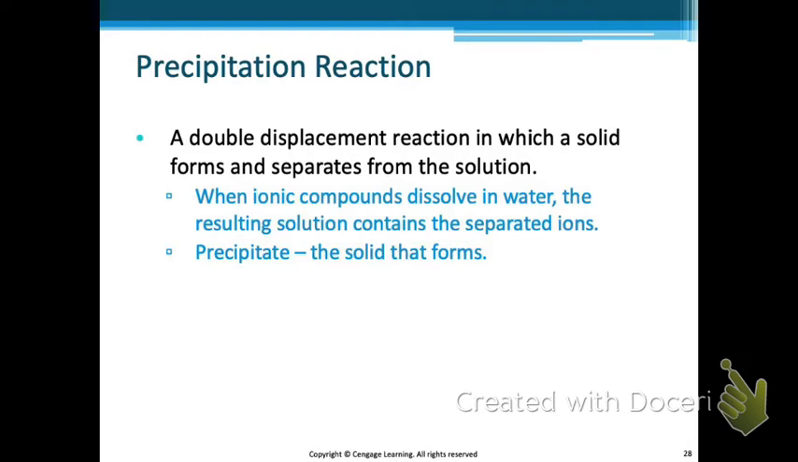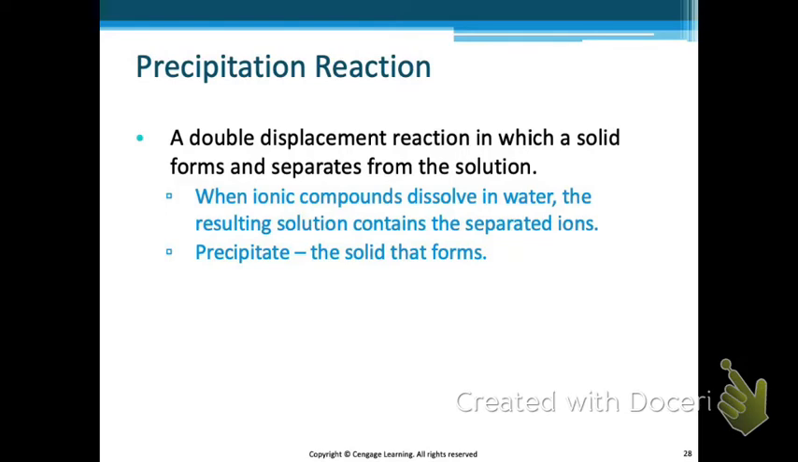Okay, so ionic compounds, most ionic compounds are soluble. What do I mean when I say soluble? We need to be clear about that vocabulary first. Able to be dissolved in water, right? Soluble is able to be dissolved in water. So when we look at ionic compounds, a lot of ionic compounds are soluble.